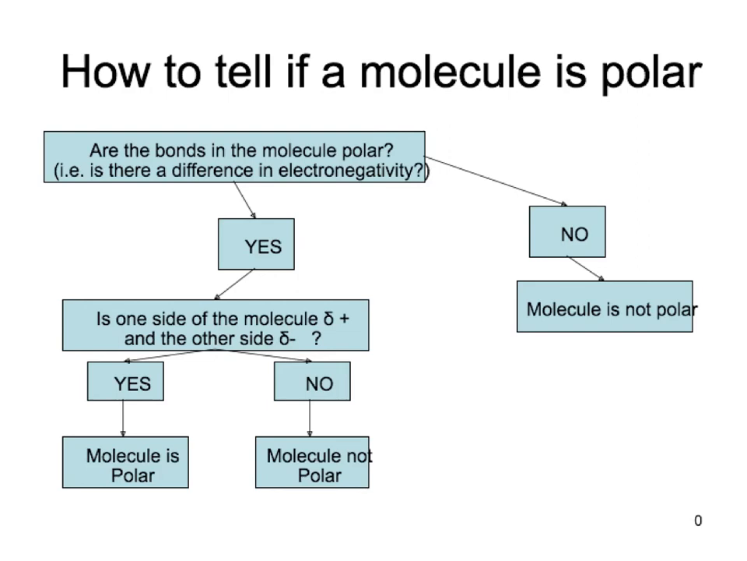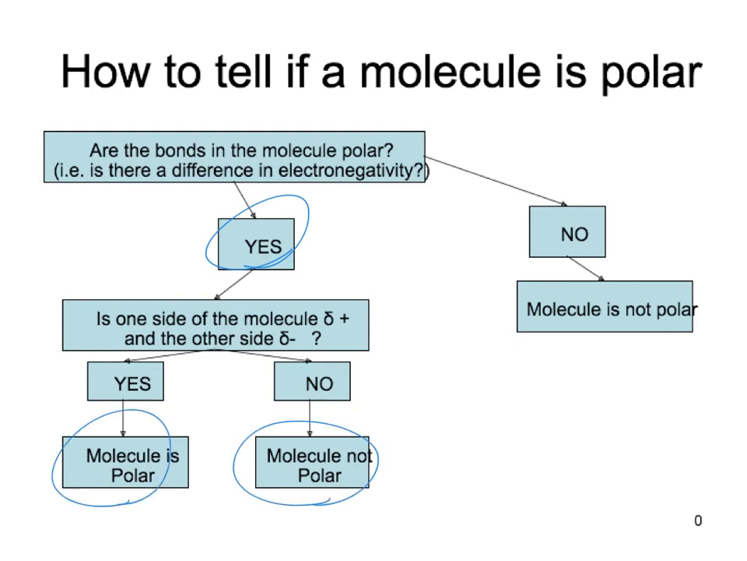Okay, so a little chart. Are the bonds in the molecule polar? Is there a difference in electronegativity? And like I said, most of the time there is. The diatomics H2, N2, O2, those wouldn't have an electronegativity difference. But most do. So are the bonds polar? Yep, if they are. Is one side of the molecule partially positive, the other side negative? Yep, it's polar. And no, it's not polar.